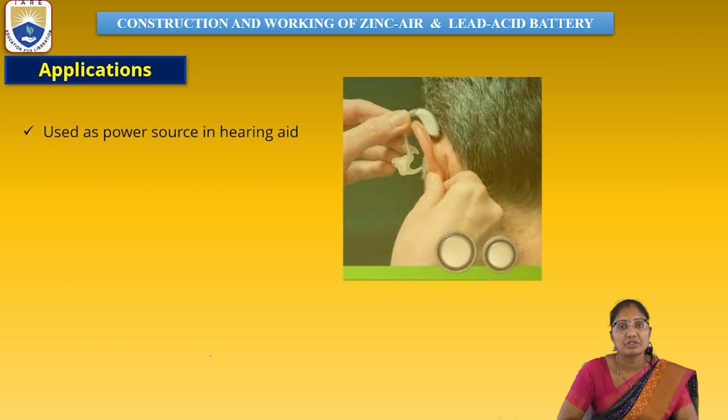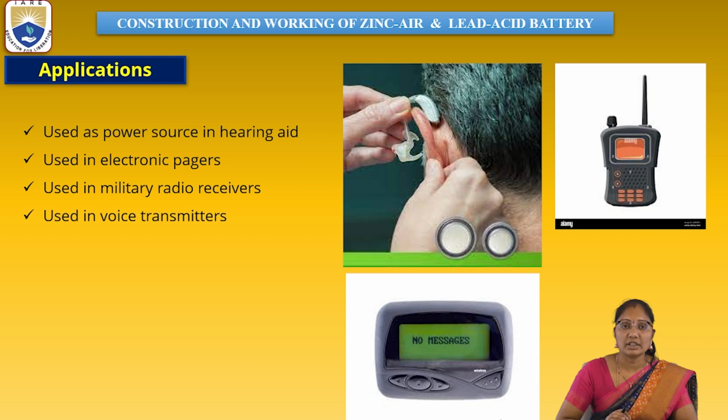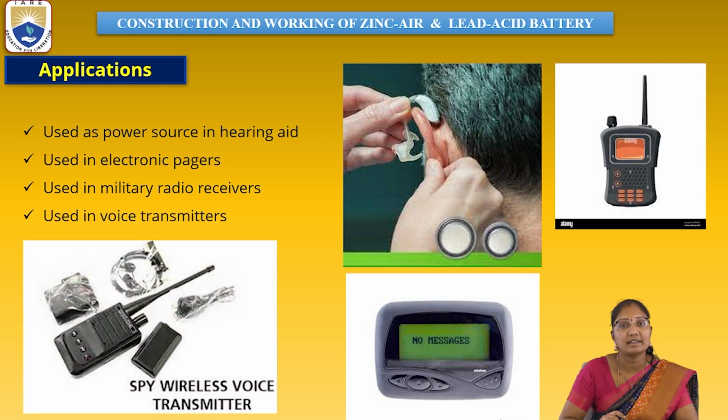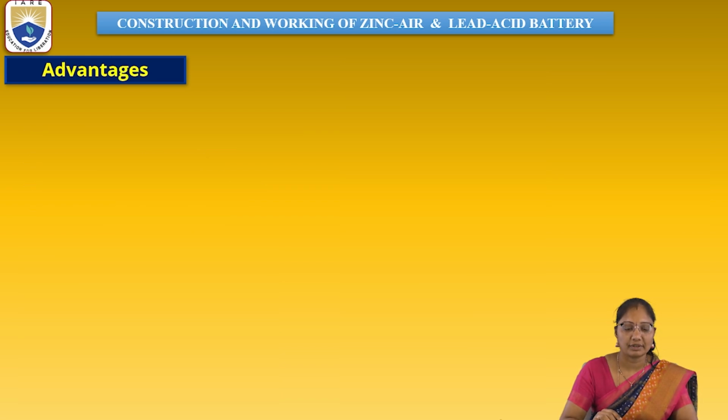What are the applications of zinc-air batteries? They exist in very small to very big sizes. In coin cell batteries, they are used in calculators, pacers, and as a power source in hearing aids. Here we can see the hearing aids; this type of battery is used. They are also used in electronic pacers, military radio receivers, and voice transmitters. So these batteries have wide applications. Depending upon the usage and application, these batteries are preferred.